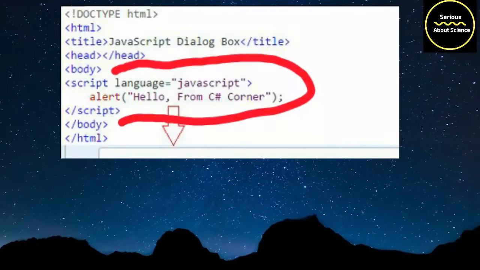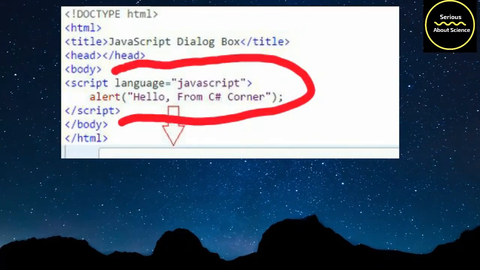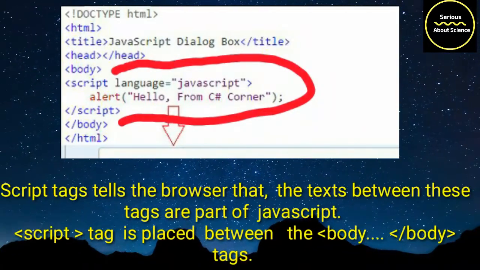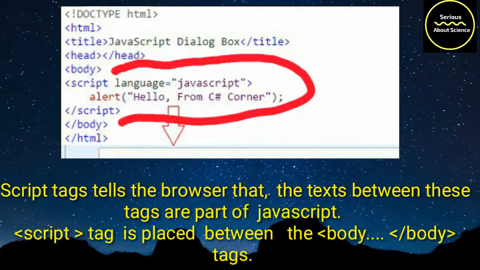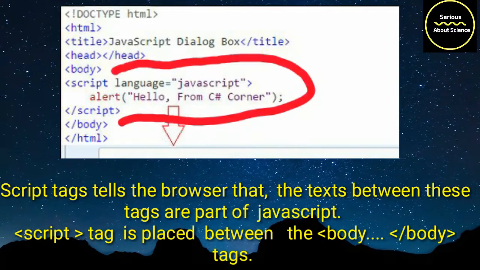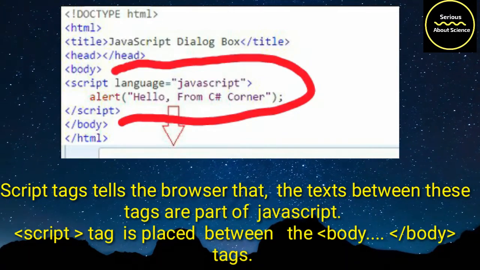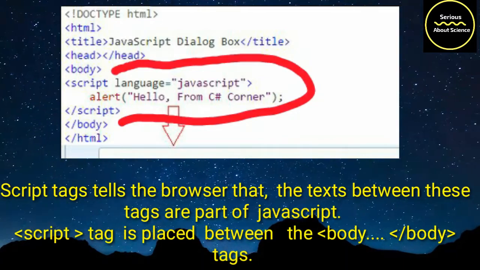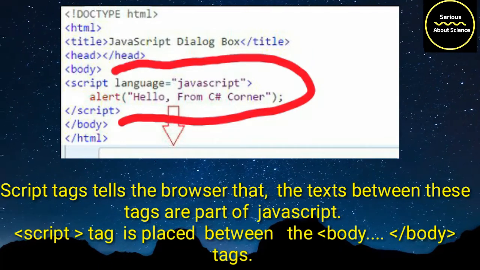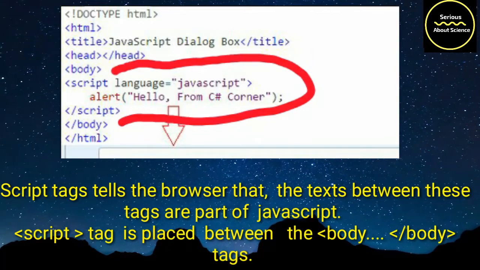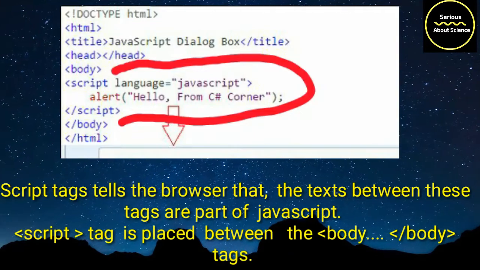Because all other tags are HTML tags, when we include the script tag, the browser will automatically know that we are going to use JavaScript. Repeating, we add the script tag together with other HTML basic tags, so the browser will understand the remaining program is a part of JavaScript. The script tag is placed between HTML body tags.